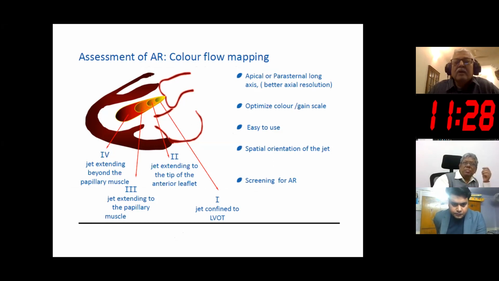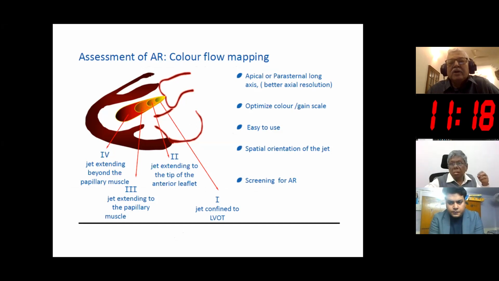It's not a very good method because there are so many limitations to it, especially systemic arterial hypertension, which can produce a longer jet than the severity actually warrants. The best method is in the parasternal long axis view because that's where you get the best axial resolution. And these are the various methods of grading depending upon the extent to which the jet goes.